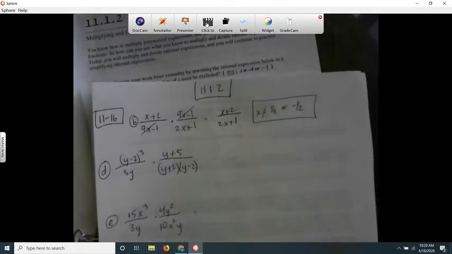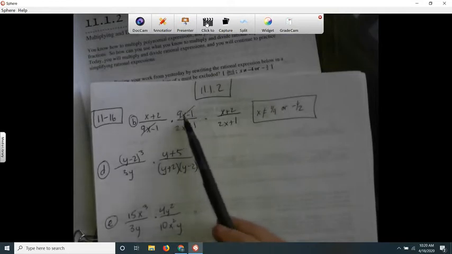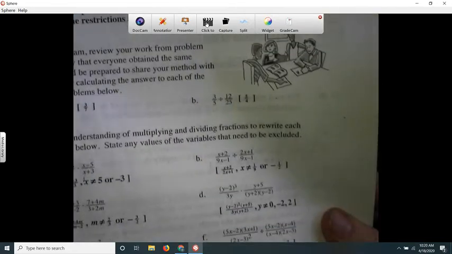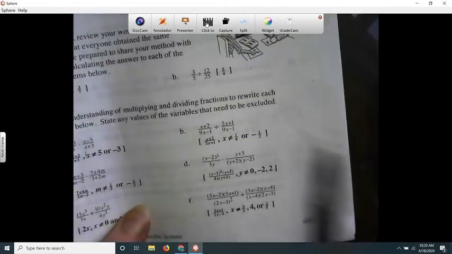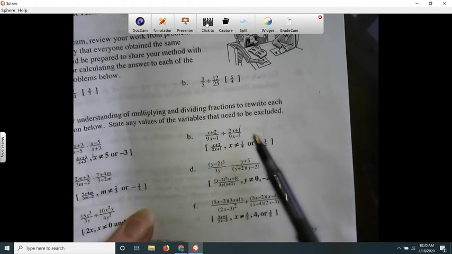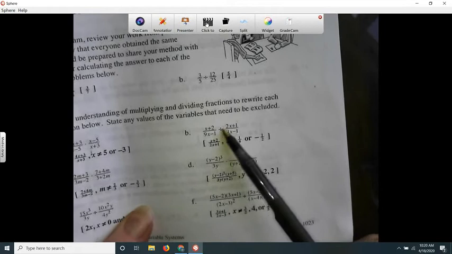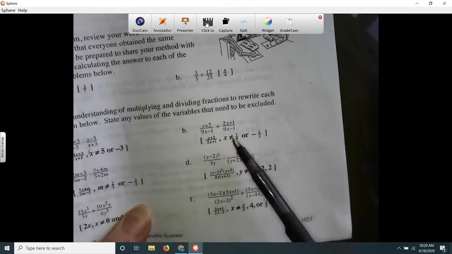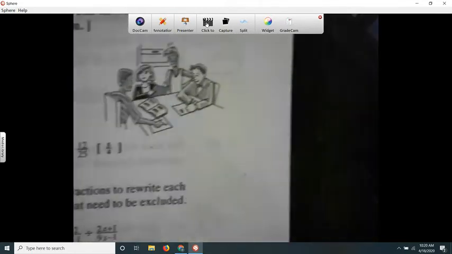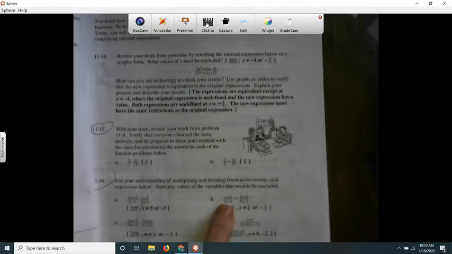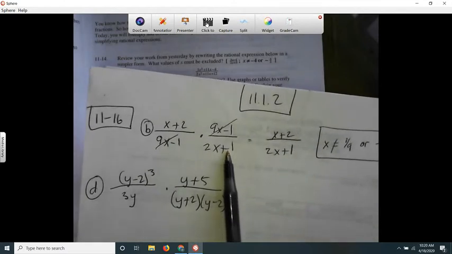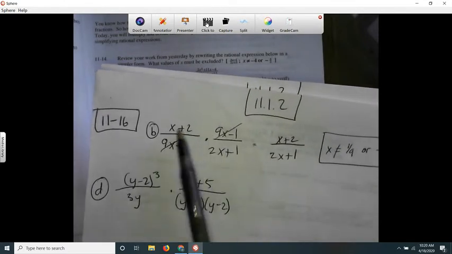On letter B, I actually wrote that one out for you. I cancel out the 9x. Oh, letter B was a division problem. So when it's a division problem and I'm going to write it on my paper, I always write it as the reciprocal. I don't want to write this down and then rewrite it again with the second fraction turned upside down. So I just wrote it as this. And then I just canceled these out, and I ended up with this.